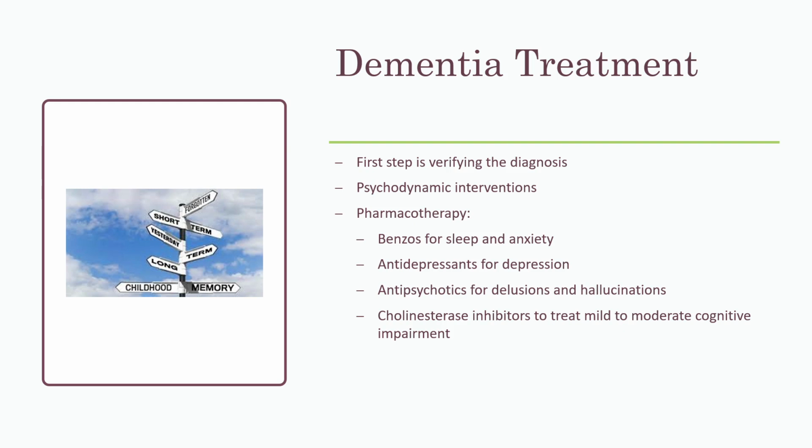And then we can also use drugs. Now, this is very controversial because, yes, can we use the benzos for sleep and anxiety and antidepressants for depression? Yeah, absolutely. Antipsychotics, delusions, hallucinations, all this makes sense, right? But this last one, this last bullet, this is what's controversial. Cholinesterase inhibitors to treat mild to moderate cognitive impairment. Okay, and then of course we've got memantine, we'll talk about in just a moment, that's for moderate to severe.